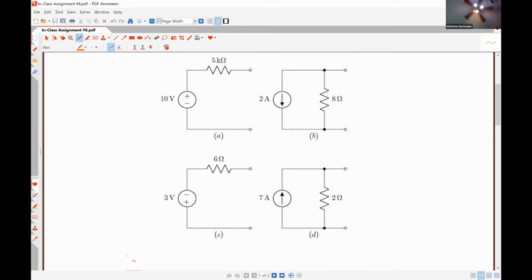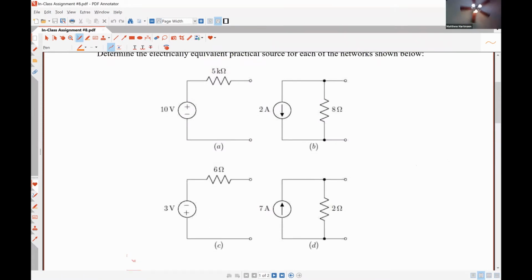effectively applying the techniques of source transformation, right? Where source transformation is we can replace any practical voltage source with an electrically equivalent practical current source, and vice versa. We can replace any practical current source with an electrically equivalent practical voltage source.